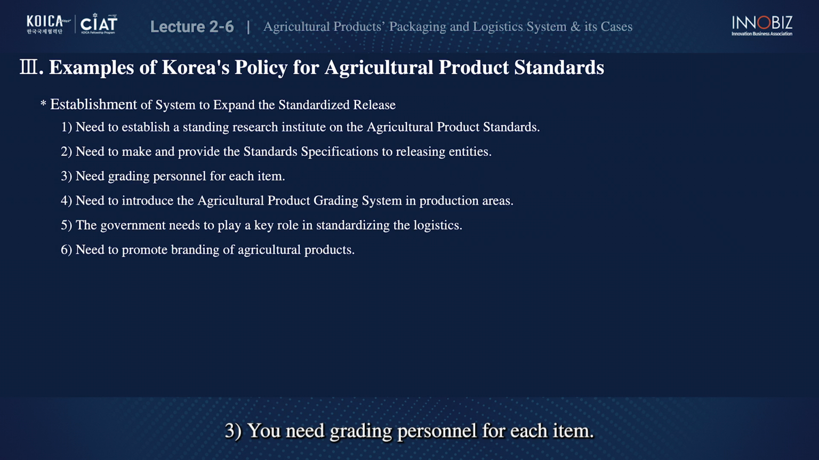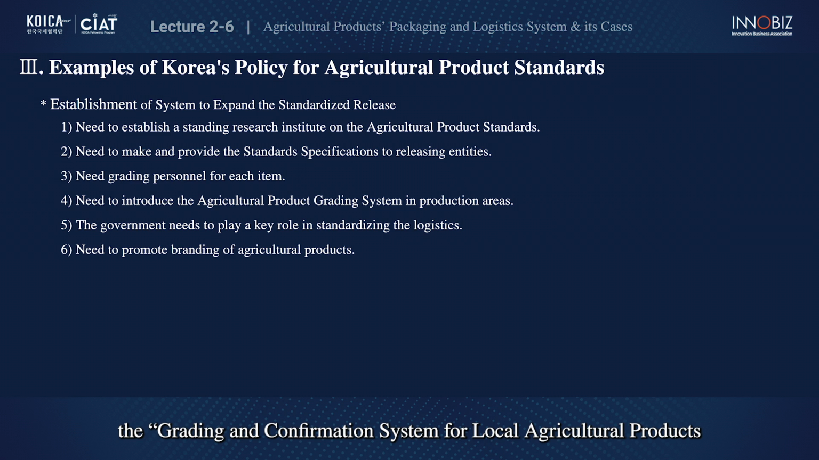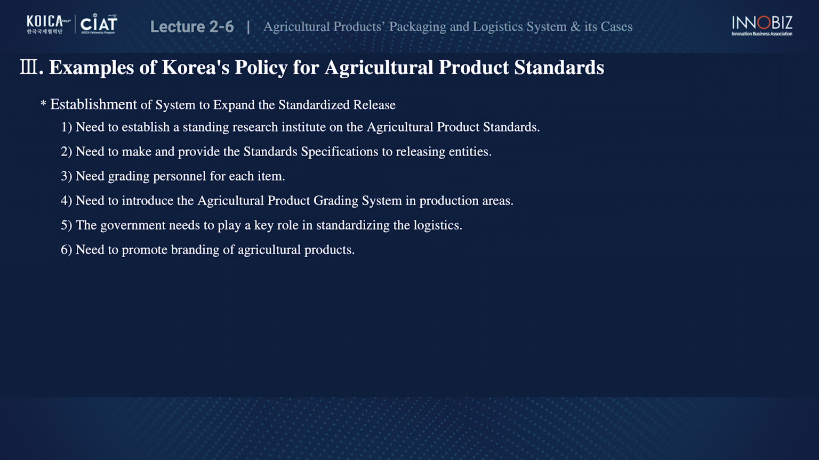You need grading personnel for each item. The NACF and other agencies should conduct training to nurture agriculture graders so that producers can voluntarily grade their agricultural products. You also need to reinforce education on the standards for producers to enhance their perception. You need to introduce the agricultural product grading system in production areas. You need to utilize inspectors of the NAQS that is in charge of agriculture distribution management and introduce the grading and confirmation system for local agricultural products in packaging centers and grading centers in production areas.